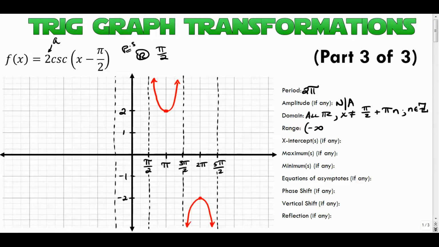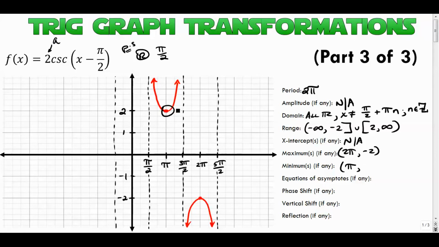The range is kind of interesting. It's negative infinity to negative 2 inclusive, and then it skips and goes from 2 to positive infinity. Remember, the range is the y values. X-intercepts, there aren't any. Maximum, I don't know. That's kind of a funny question here, but I would say that it's down here, (2 pi, negative 2). It's not a super common question for this, but I suppose it does apply.